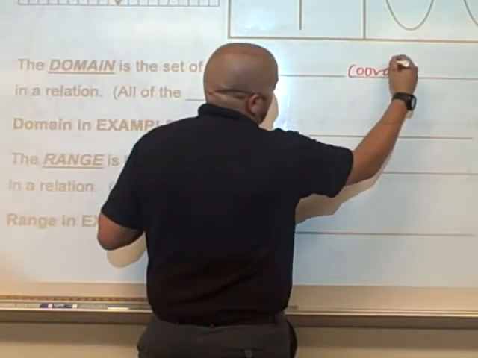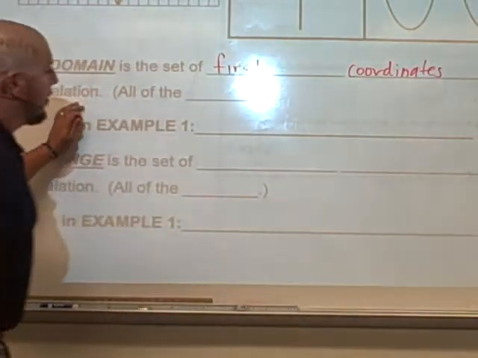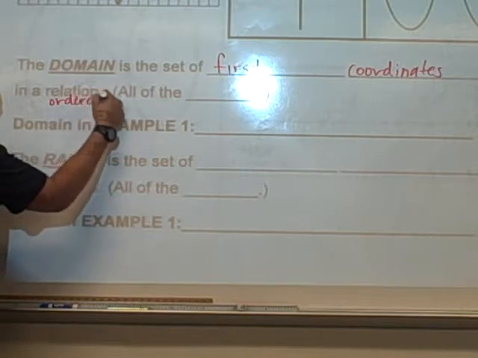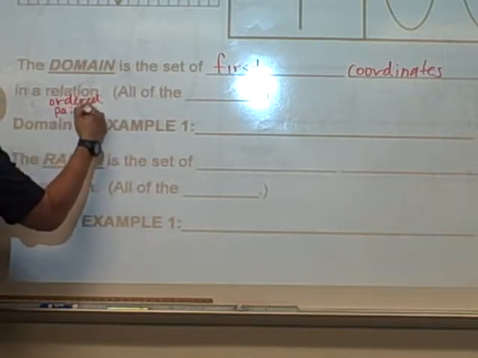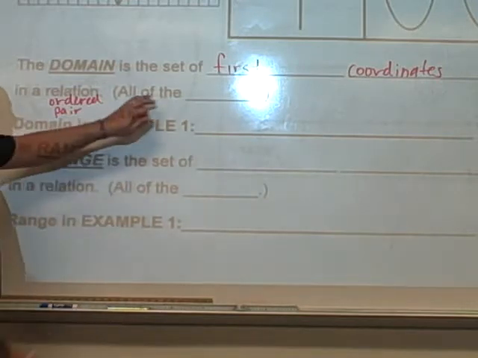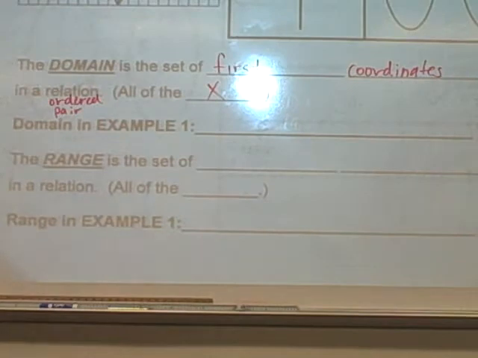That's why there's 2 blanks there. In a relation, now remember, relation means ordered pair. So what is the first coordinate in every ordered pair? Well, that's all of the x's.